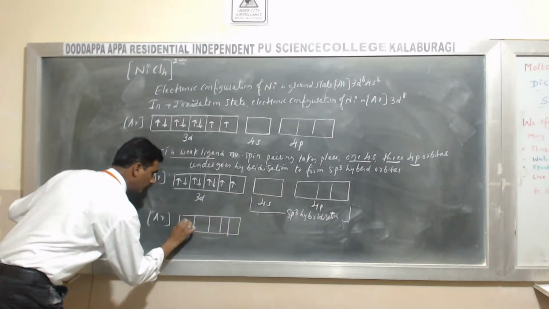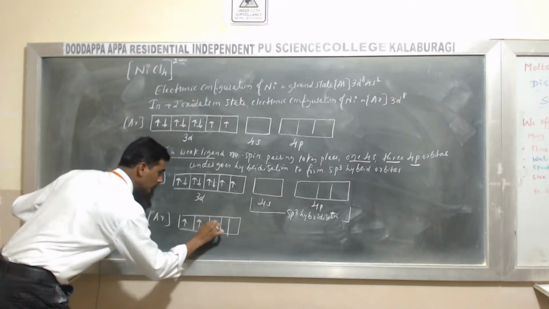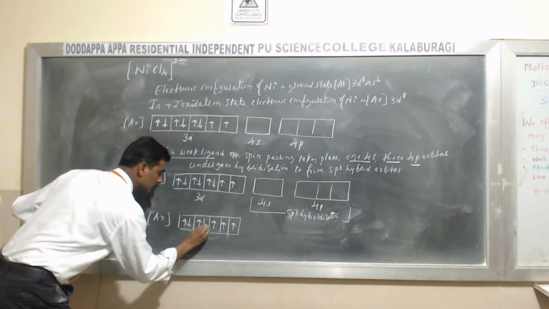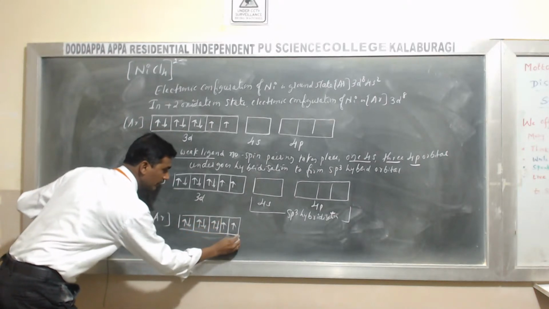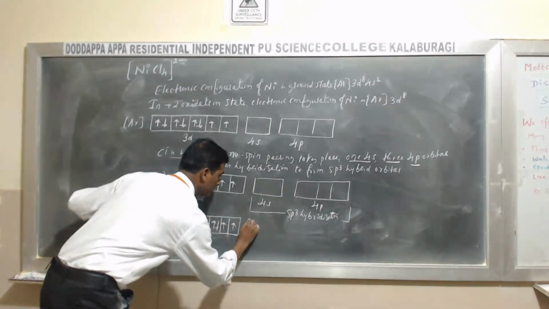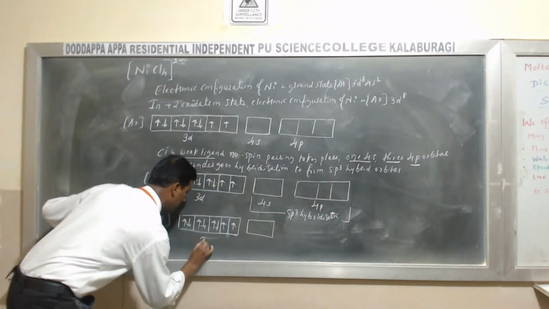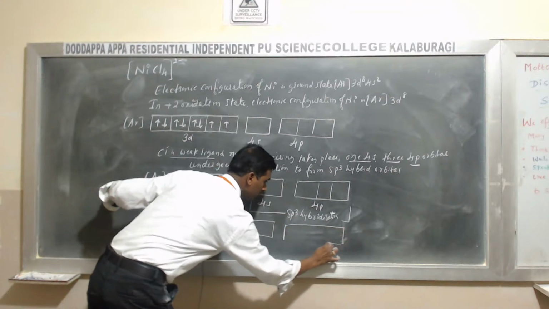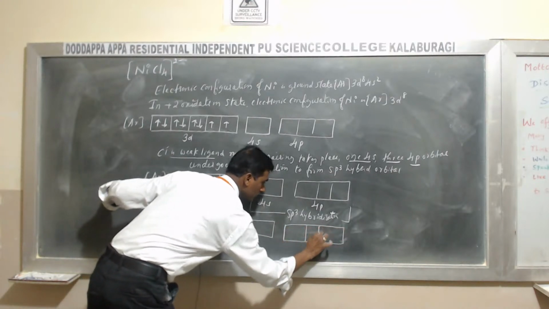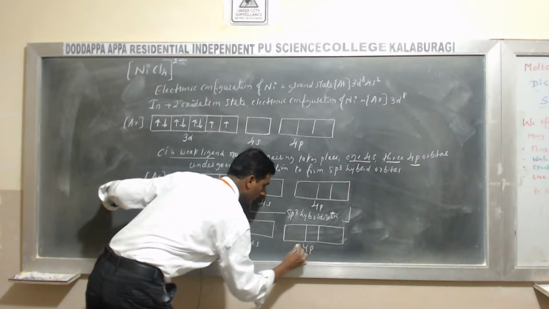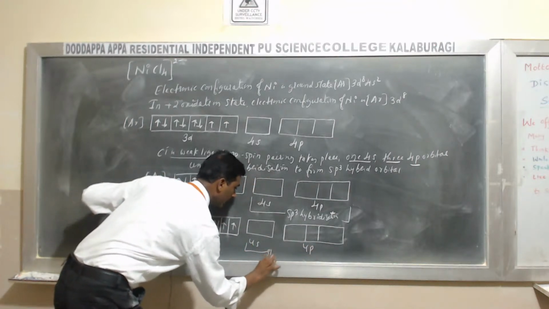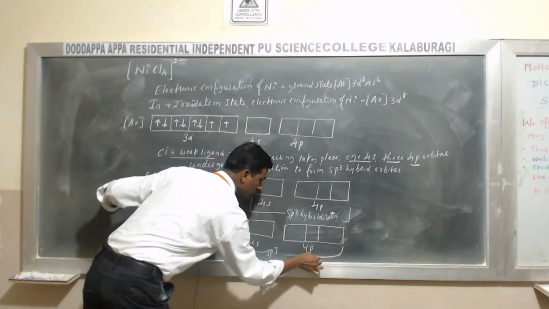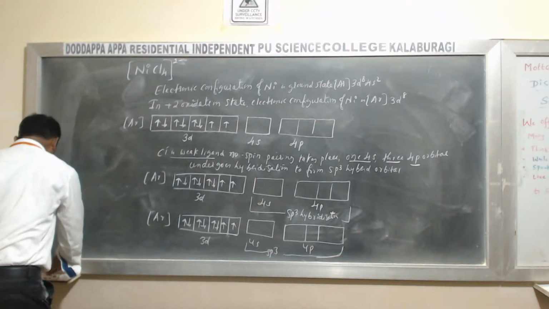1, 2, 3, 4, 5, 6, 7 and 8. Next is 4s. This is 3d. Next it is 4s. Next is 4p. This is 4p. Okay. So this is sp3. Okay, this is sp3.